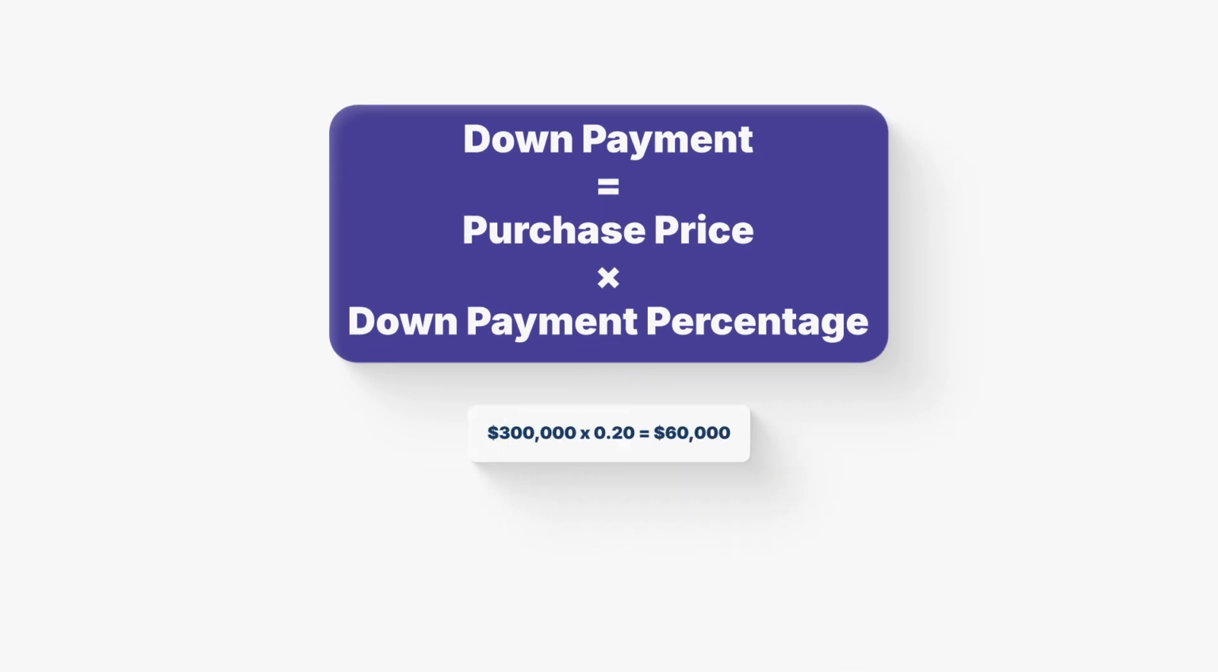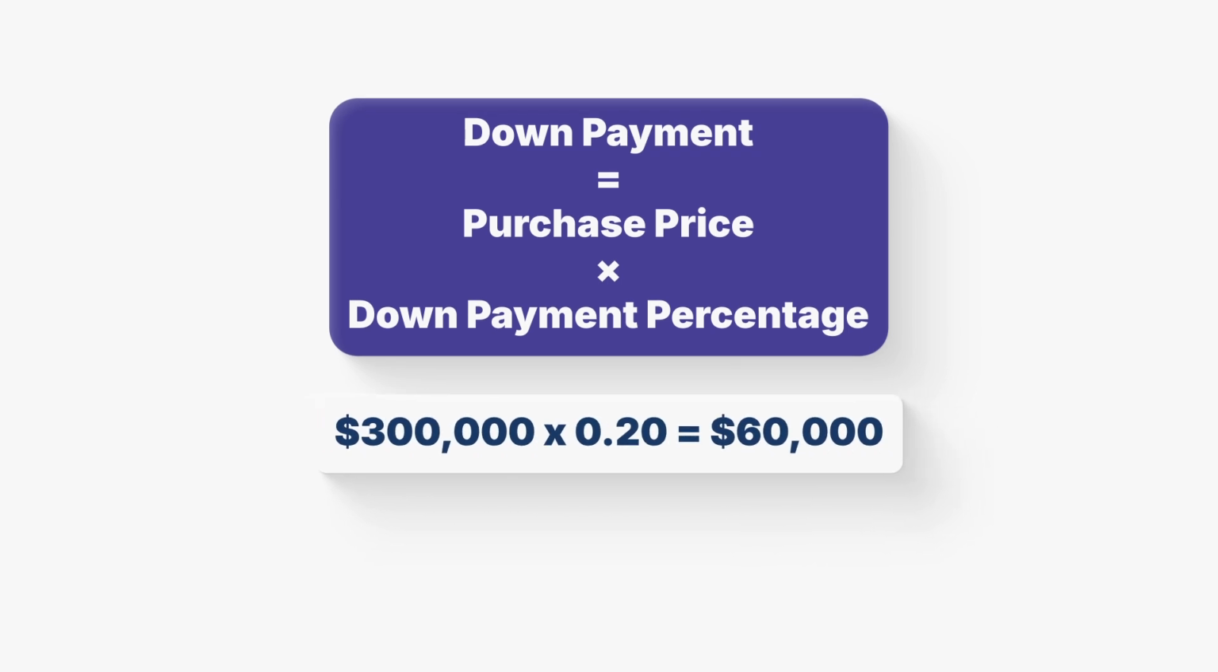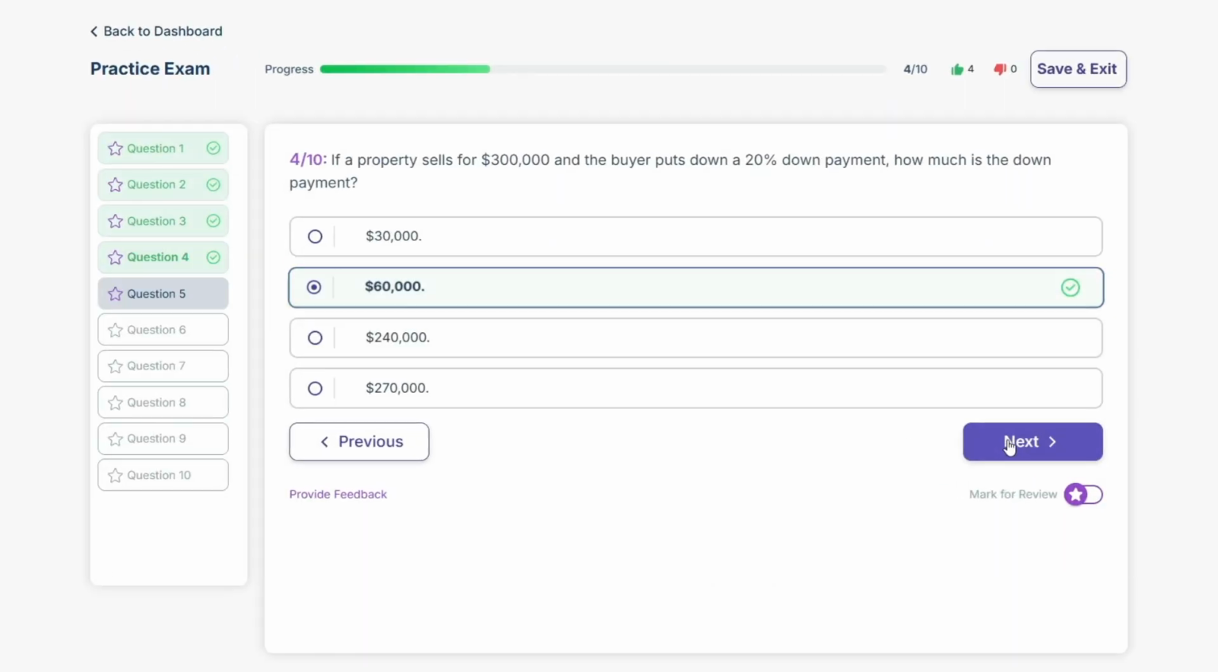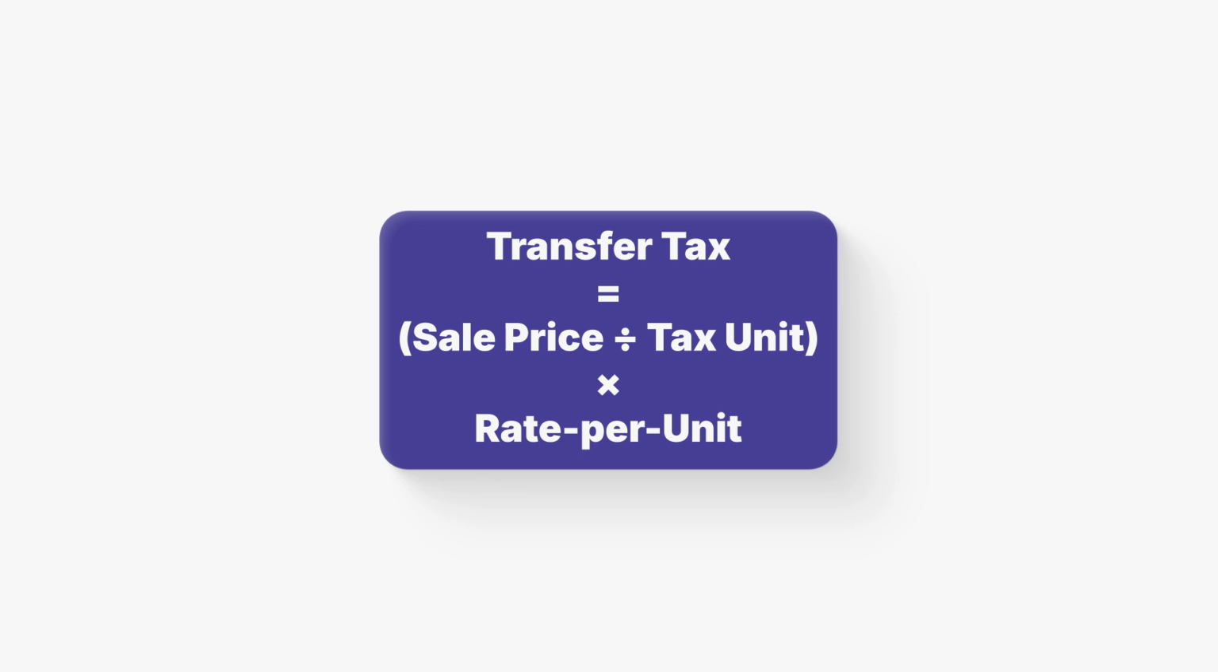In this case, 20% as a decimal is 0.20. So the down payment would be $60,000. The answer is B. Next, transfer tax equals sale price divided by tax unit times rate per unit.